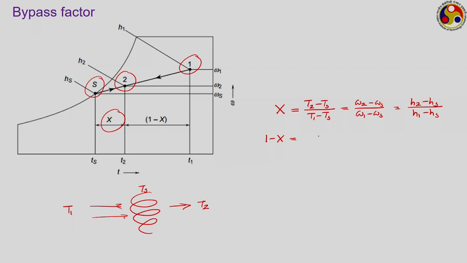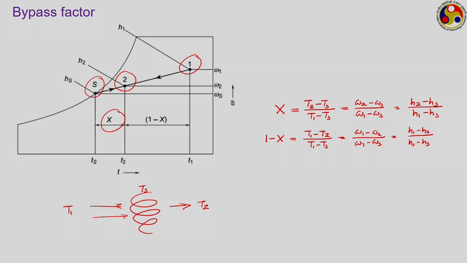So, that is just the other part of that, which is T1 minus T2, the actual change in temperature that has taken place, divided by the maximum possible change. Similarly, in terms of omega, omega 1 minus omega 2 by omega 1 minus omega s. In terms of enthalpy, H1 minus H2 by H1 minus Hs.